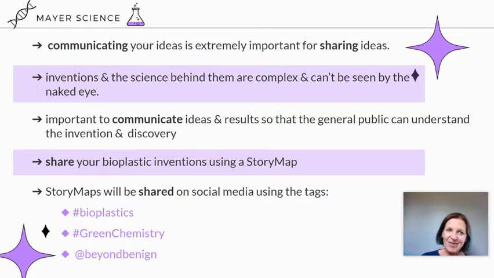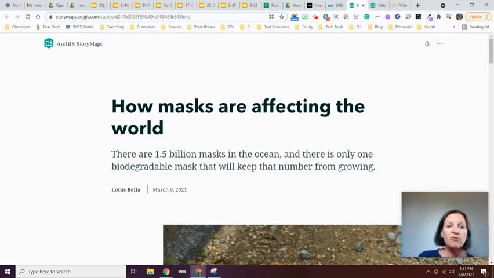All right, so next up, let's go ahead and take a peek at a couple of story maps. The first story map that we're going to look at is a story map that was created by some Casey Middle School students in the spring of 2020. They created a mask out of a bioplastic formula that they also created.